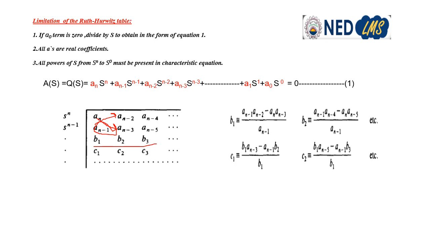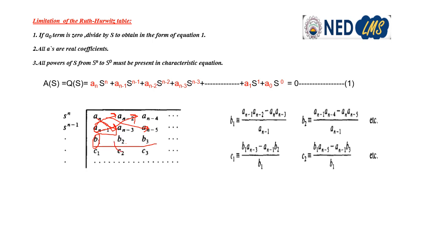For the fourth row, c1, c2, c3, we will divide all the values by the first element of the previous row, that is b1. So here you can see that we have divided by b1 for all these terms. So we'll calculate b1 as an minus 1 into an minus 2 minus an into an minus 3 upon an minus 1. Similarly, we calculate b2 as an minus 1 multiplied by an minus 4 minus an into an minus 5 upon again an minus 1, and so on. We'll calculate all these terms in a similar manner.